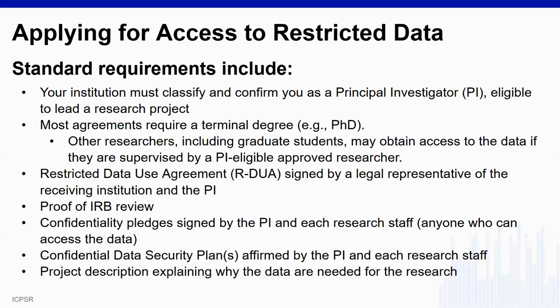So to apply for access to restricted data, there are some requirements. The first is principal investigator eligibility, as confirmed by the institution. The second is principal investigator education level. This usually requires a terminal degree, such as a PhD, MD, or JD. The third is a restricted data use agreement signed by the PI and a legal representative of the external institution. Next is an IRB review. This can be an approval or an exemption, but we do need one of those.